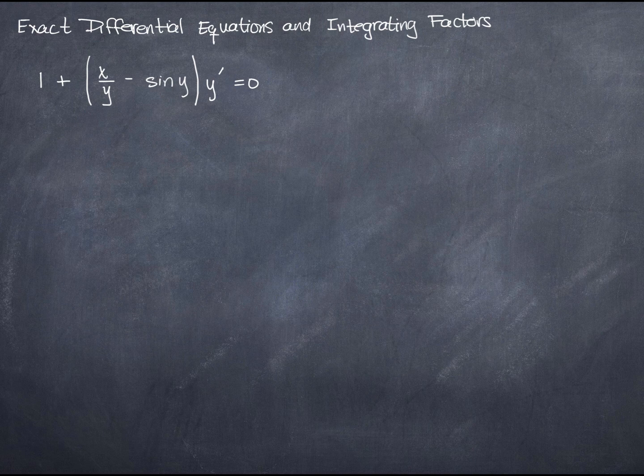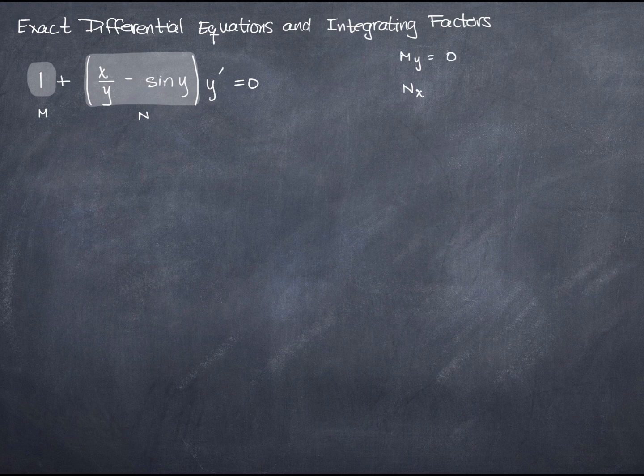by determining whether or not this is exact. What is the function that is attached to y prime? That is this function here. And then what is the other function, the term that is not attached to y prime? That is this one here, just a 1, just a constant. I'll identify these first as m and n, and I'm going to take the partial derivative of m with respect to y, and the partial derivative of n with respect to x. The partial of m with respect to y is 0.